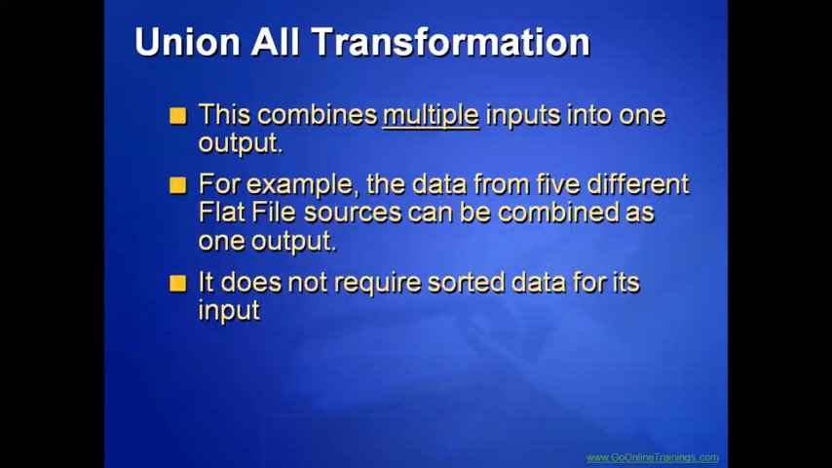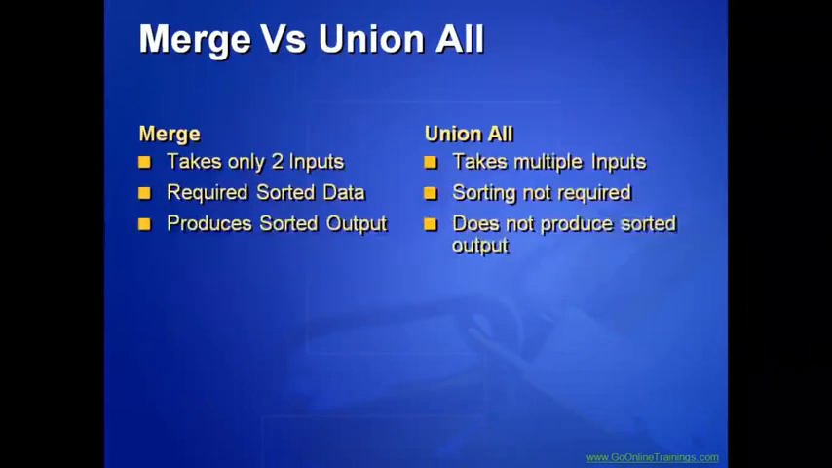The next one, union all. This combines multiple inputs into one output. For example, the data from 5 different flat file sources can be combined as one output. It does not require sorting. Clear? Compulsory interview question is, what is the difference between merge and union all?